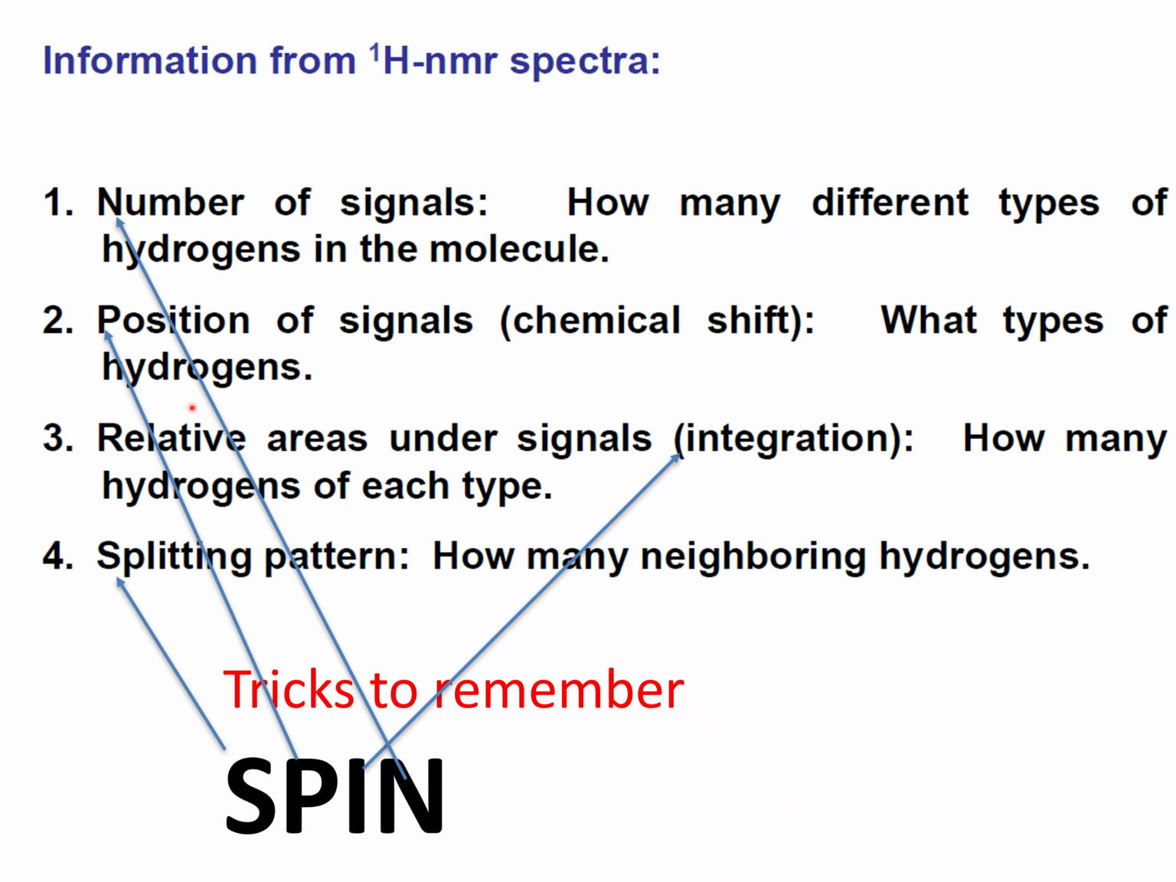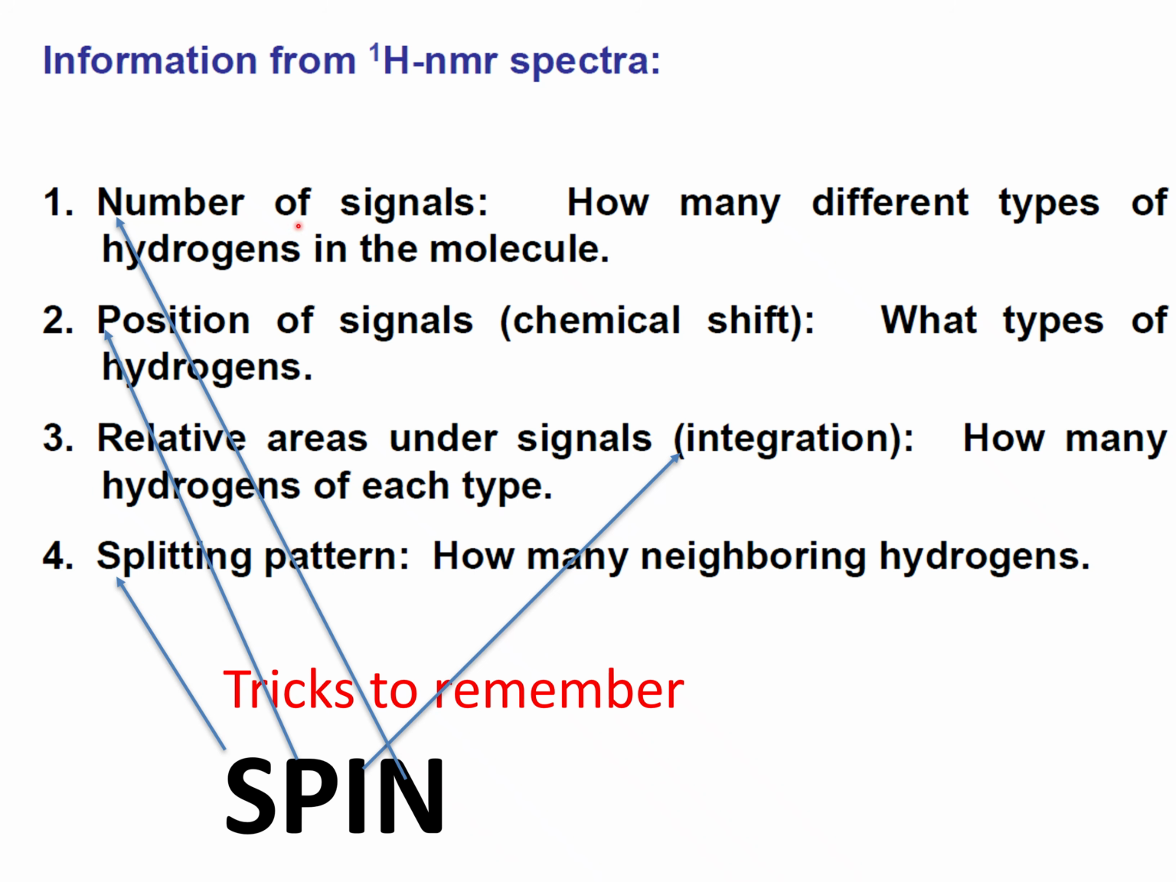How can we remember this? You can remember the word SPIN. S means splitting, P means position, I means integration or intensity, and N means number of signals. If you can remember this trick, you can easily get an idea of what information can be found from NMR spectroscopy. These are the four pieces of information.